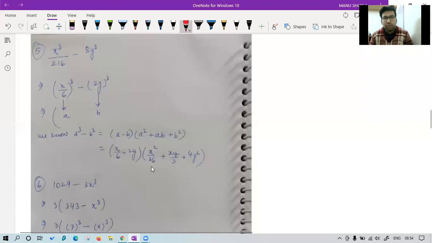Now, this is based on the ninth formula that we have done, that is a cube minus b cube. The only task is to write this term as a whole cube, that is (x upon 6) whole cube and (2y) whole cube. And we have got the answer.